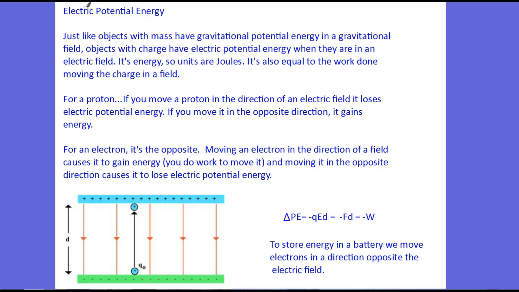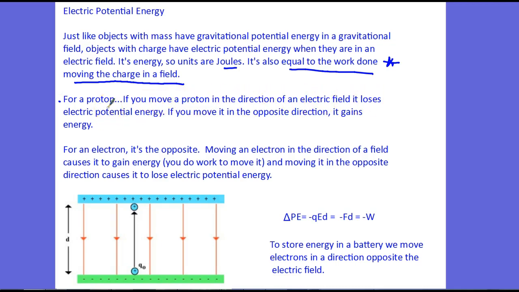Objects that have charge have electric potential energy when they're in an electric field. It's energy, it has units that are joules, and it's also equal to the work done moving the charge in the field. And there are quiz questions that ask exactly that. The potential energy that a charge has is equal to the work done moving that charge in an electric field. For a proton, if you move a proton in the direction of an electric field, it loses energy.